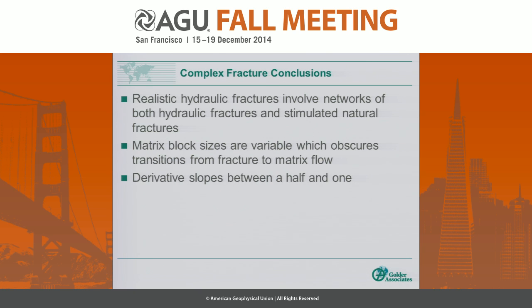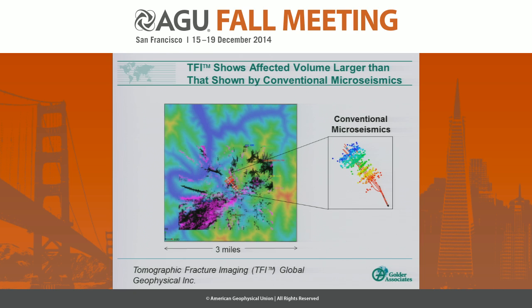So a conclusion from this is that realistic fracture networks involve both hydraulic fractures and stimulated natural fractures, and the variable block sizes of realistic networks obscure the transitions from fracture to matrix flow and give us these derivative slopes between a half and one. So the next thing I'm going to look at in just a couple of slides is another case which is from an eastern gas shale.